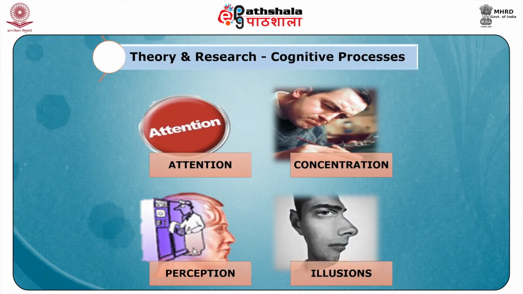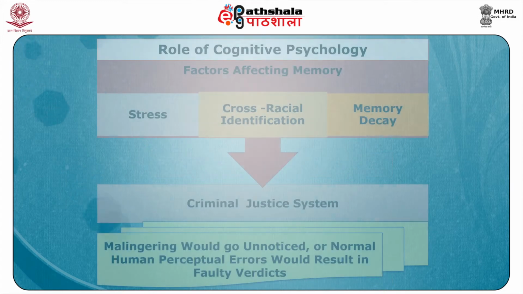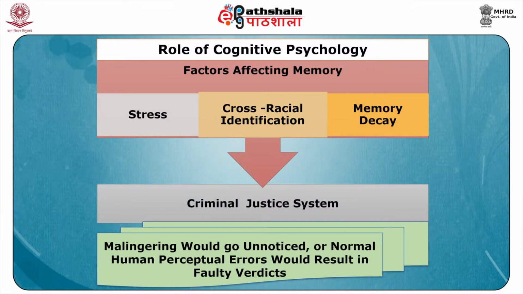The general theory and research in cognitive processes like attention, concentration, perception, memory span, illusions, errors in judgment, among other areas, have been applied for authenticating testimonies. Factors that affect memory include stress, cross-racial identification, and deterioration of memory. All have implications for the criminal justice system.